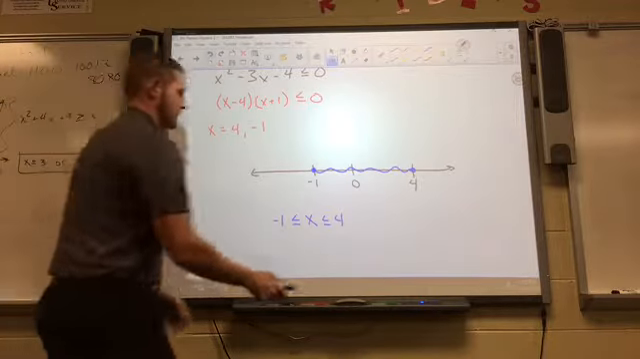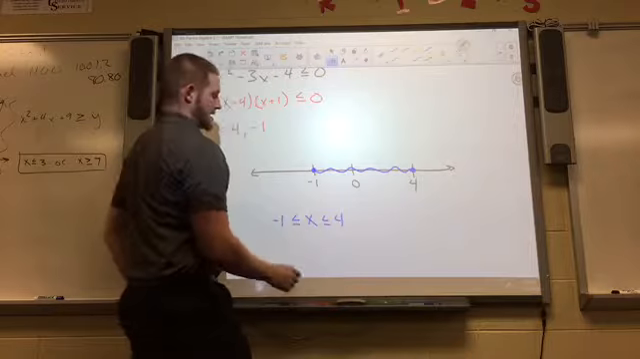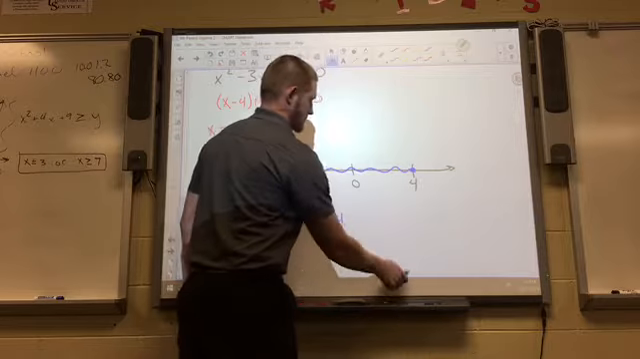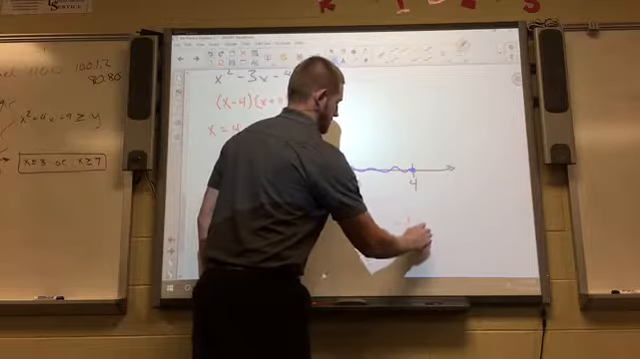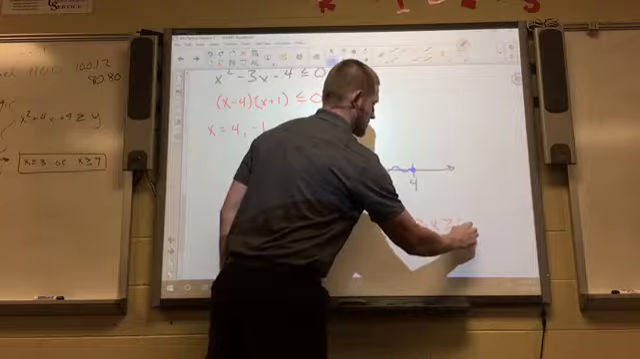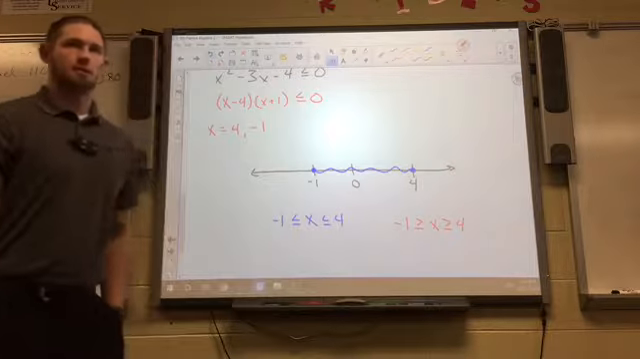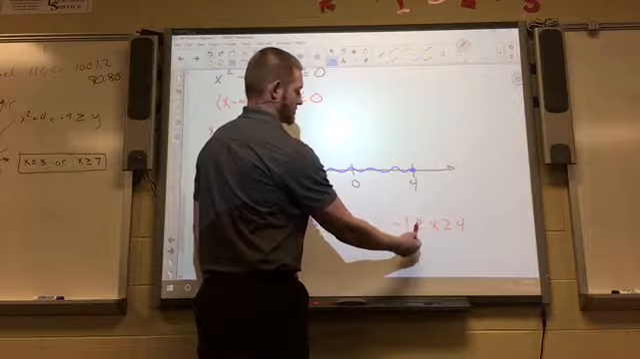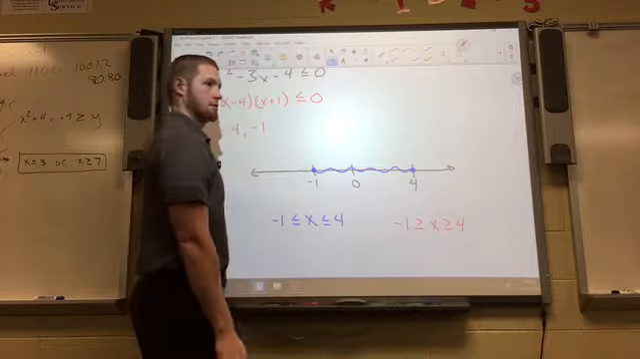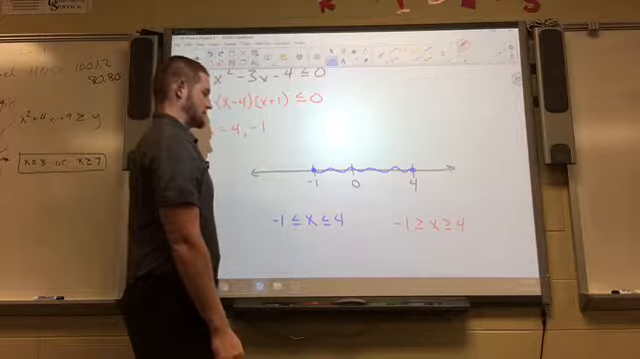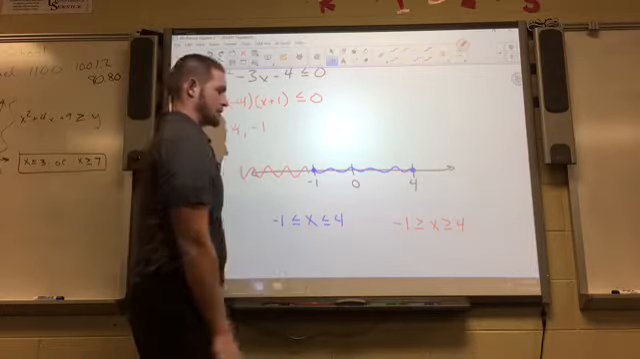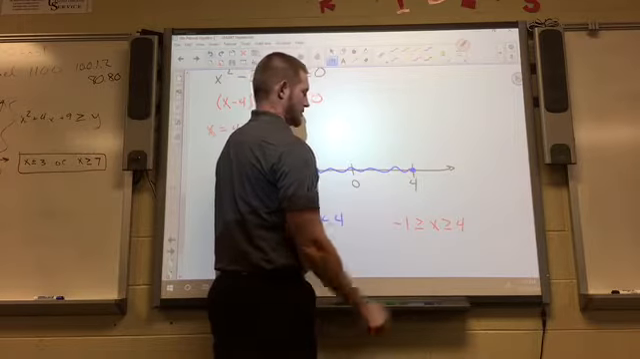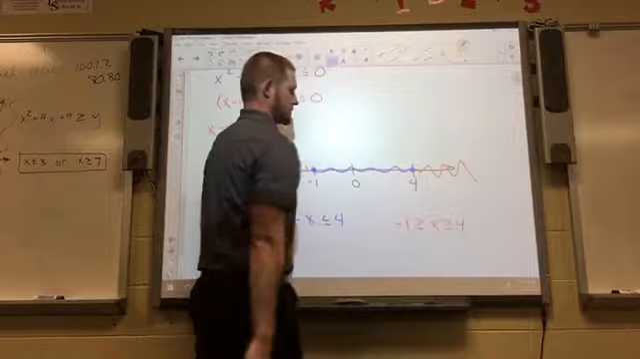Let me show you this. If I had -1 and let's say I write it like this, I'm going to write it in red because it doesn't work. Let's think about what this is telling me. This is telling me that -1 is greater than or equal to x, which would mean I should be over here. And x is greater than or equal to 4, which means I should be over here. Which is wrong. That doesn't make any sense.